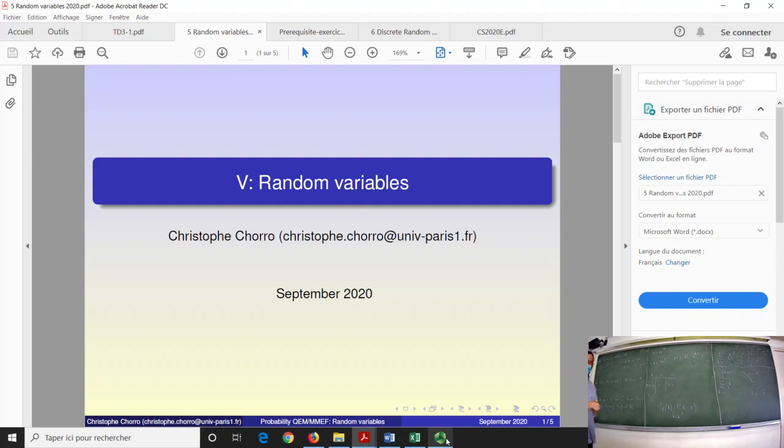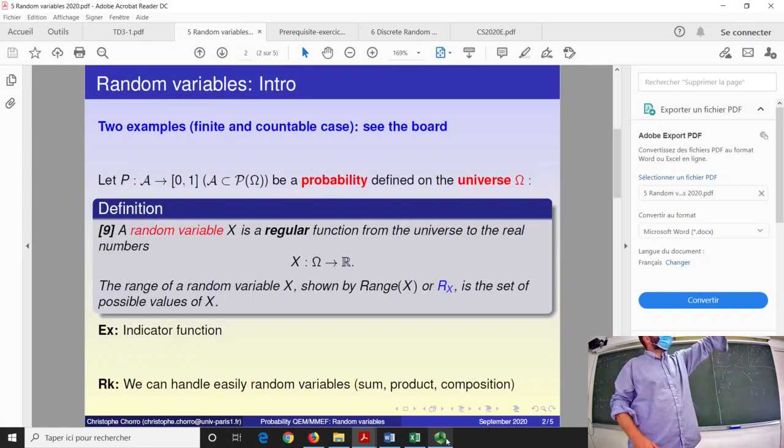If you are okay, we are going to start with the course now. At the top of the first slide, you have the two examples we have spoken about now. Are you okay with what I have written on the board? If it's yes, I may erase.